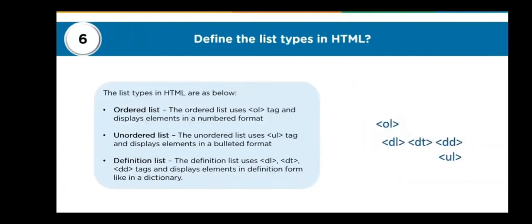Now we have our sixth question. Define the types of lists in HTML. So we have three types of lists in HTML, which are the ordered list, unordered list and definition list. So first we'll discuss the ordered list. The ordered list uses the OL tag and displays elements in a numbered format. Next we have the unordered list. The unordered list uses the UL tag and displays elements in a bulleted format. Thirdly, we have the definition list. The definition list uses DL, DT and DD tags and displays elements in the form of definitions like a dictionary.